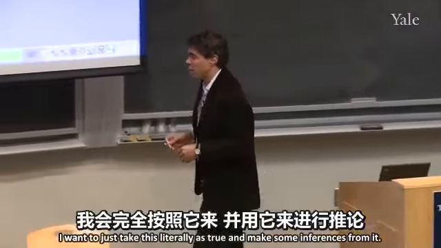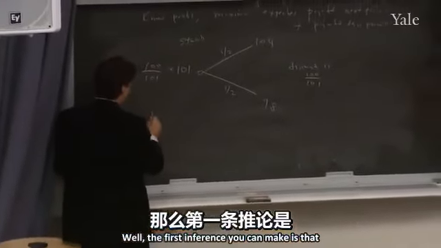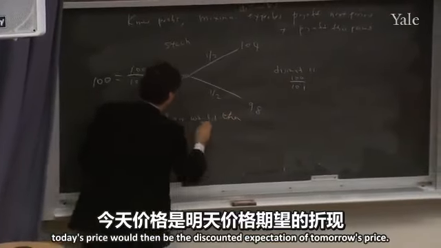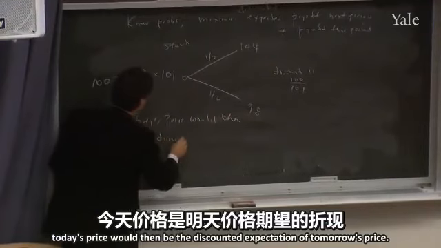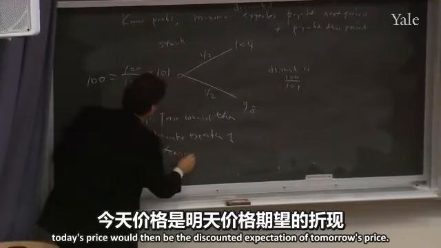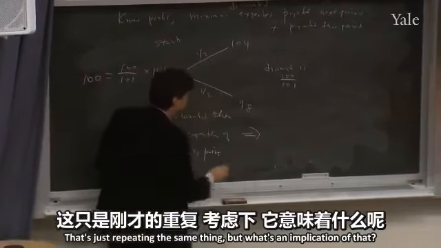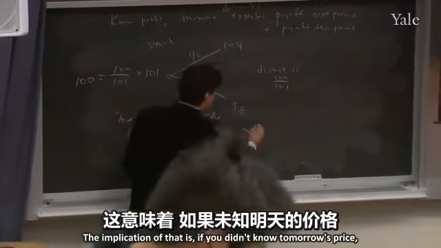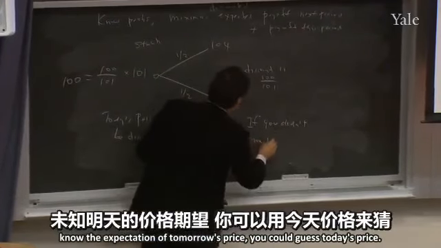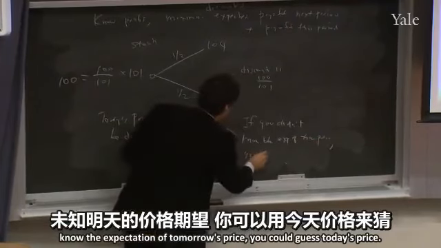Now, before we complicate the theory, I want to just take this literally as true and make some inferences from it. Well, the first inference you can make is that today's price would then be the discounted expectation of tomorrow's price. That's just repeating the same thing, but what's an implication of that? The implication is that if you didn't know tomorrow's price, but knew the expectation of tomorrow's price, you could guess today's price.